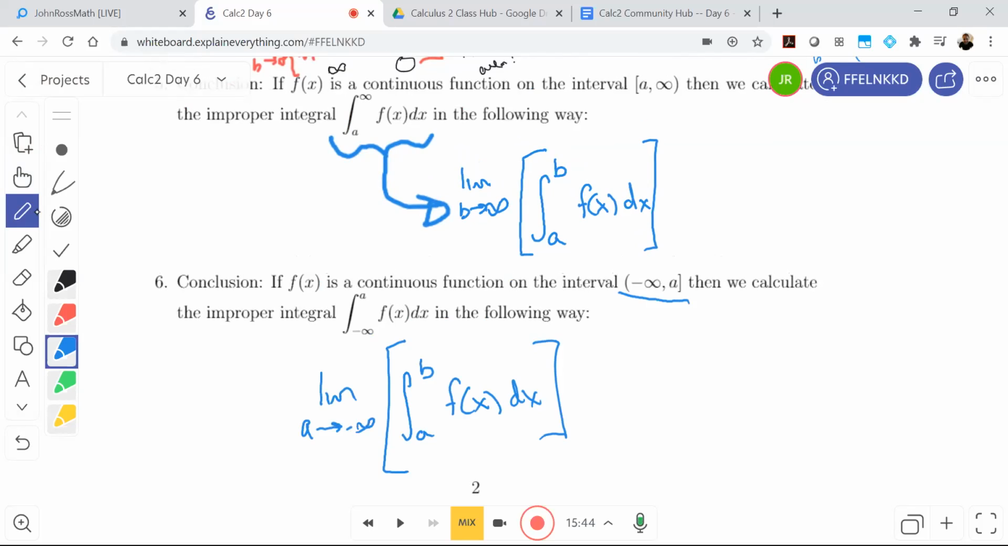So at any step of the way, we're taking a definite integral, something that we know how to compute, but we're letting that left endpoint get further and further and further to the negative side. And so this is our strategy for dealing with these infinite improper integrals.